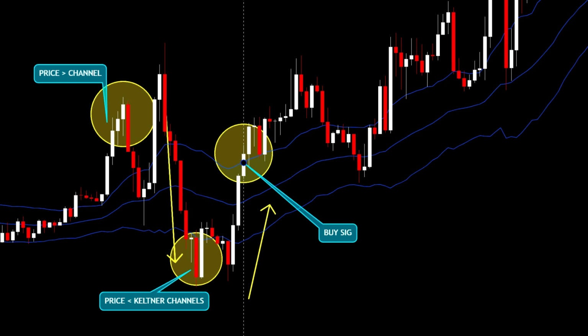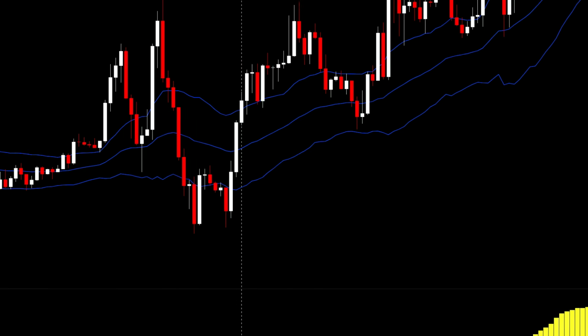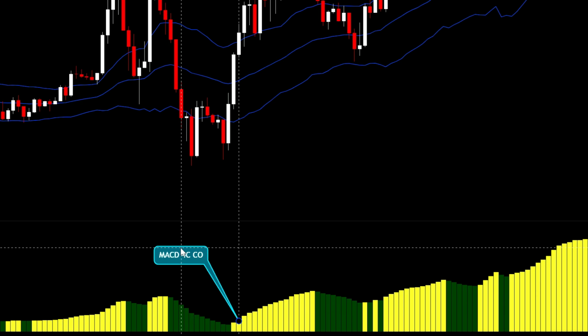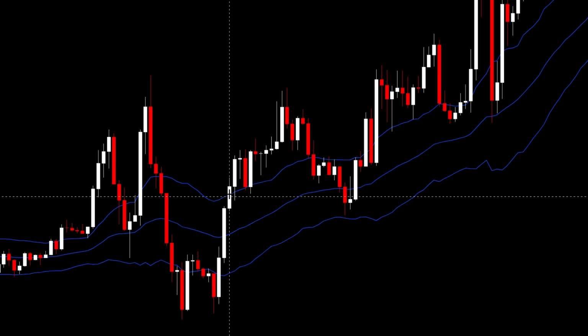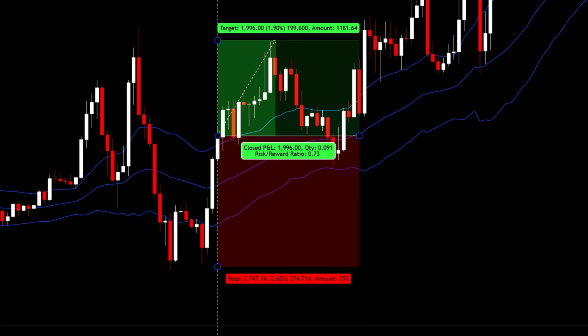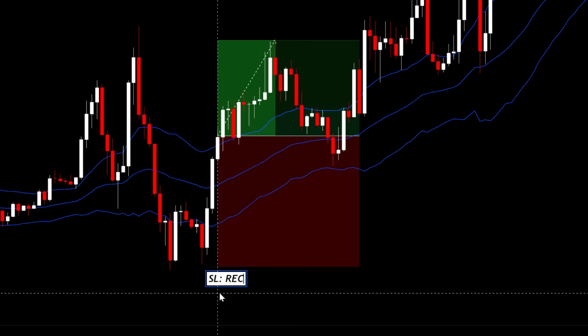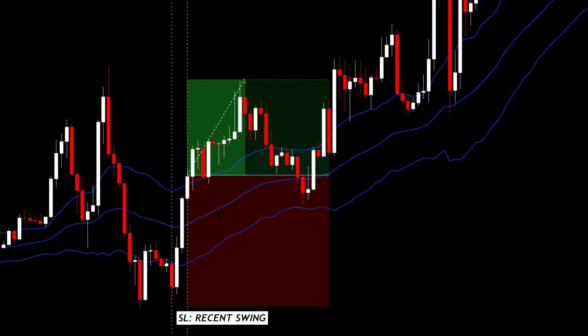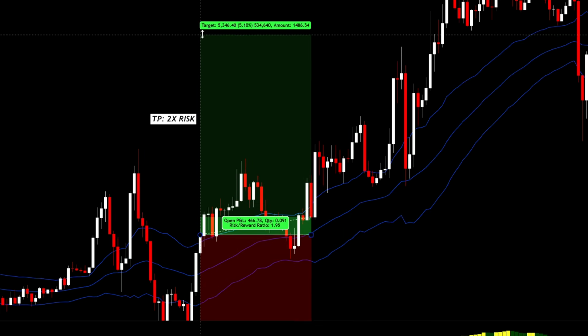When a candle closes above the upper band and the MACD4C is green at the same time, that's my buy signal. I always place my stop loss just under the recent swing low. My target? Around twice the amount I risk.